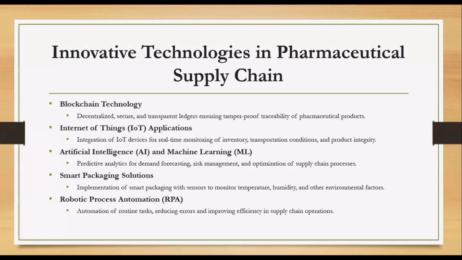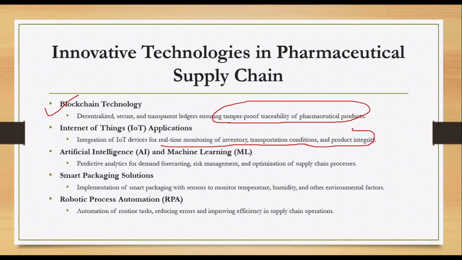Then if you see the technologies part, as I told you in the beginning, there are innovative technologies in the pharmaceutical supply chain. Blockchain technology is a decentralized, secure and transparent ledger, ensuring tamper-proof traceability of pharmaceutical products. This is very important, and most of the companies are going for implementation of blockchain technology. And IoT, of course, many of the companies have already implemented this, the integration of Internet of Things devices for real-time monitoring of inventory, transportation conditions, and product integrity. Then, of course, AI and ML, artificial intelligence and machine learning.